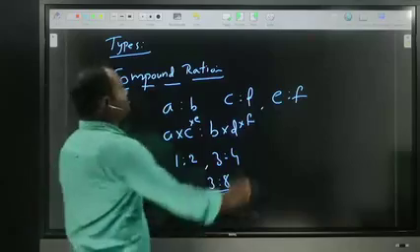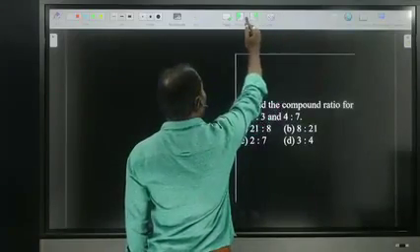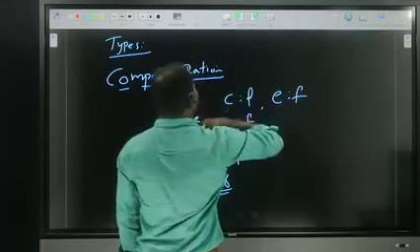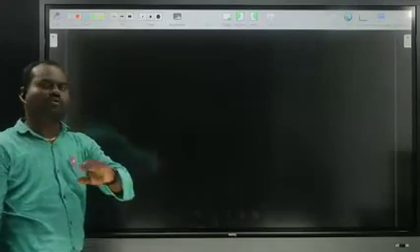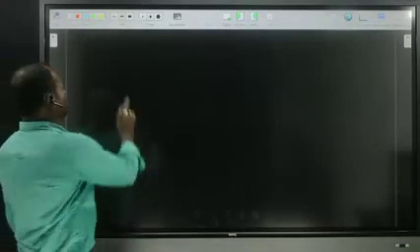Okay? Now we'll see one more. Now we saw compound ratio. Now we are going to the next type, inverse.